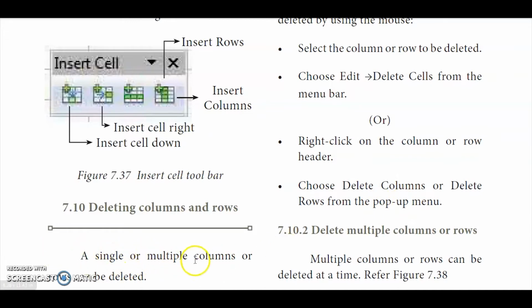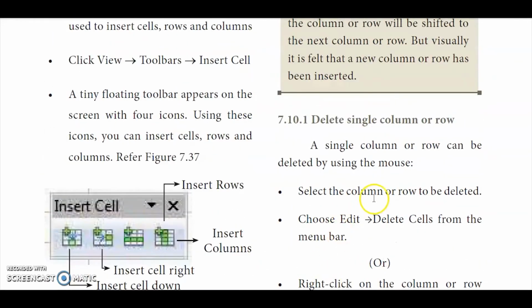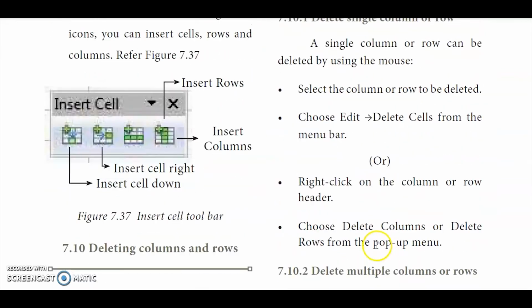So a single row or multiple columns or rows can be deleted. You know very well how to delete one. A single column or row can be deleted by using the mouse. Select the column or row to be deleted. Choose edit, delete cells from the menu bar or right click on the column or row header. Choose delete columns or delete rows from the pop-up menu.